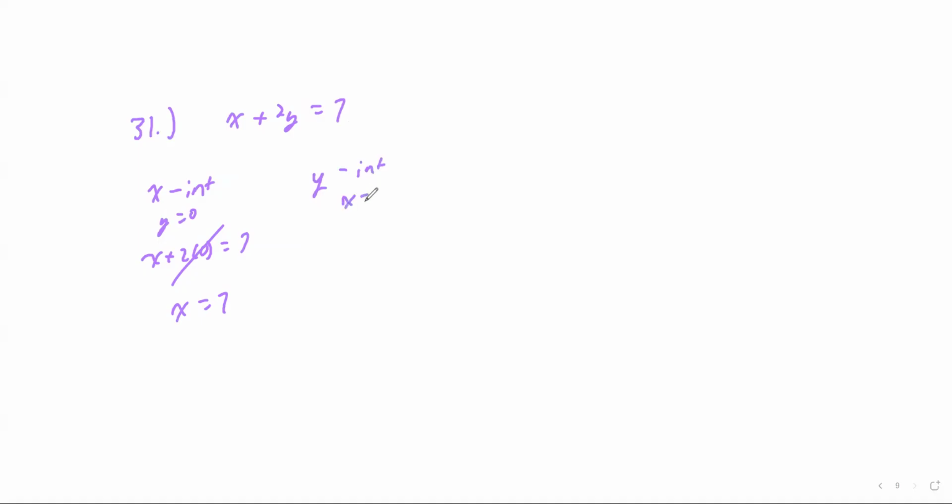Y-intercept, let x equal 0. So now this is 0 plus 2y equals 7. 0 cancels out, so divide by 2. So y equals 7/2. Again, the x-intercept here would be 7, comma 0. This would be 0, comma 7/2.